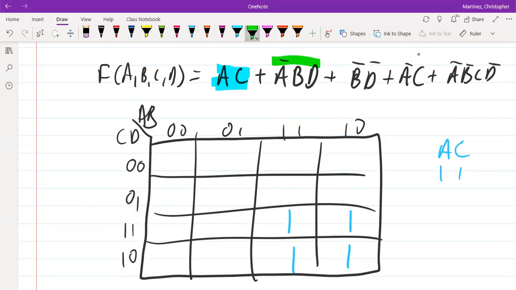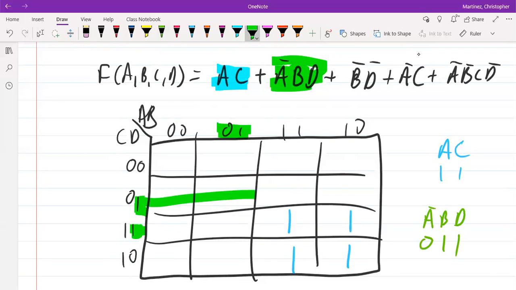All right, so let's do A bar, B, and D. Let's do that in green. A bar, B, D. So that's a 0 for A, a 1 for B, and a 1 for D. Okay, so we're looking at A bar and B of 0 and 1. And then we're looking at where D is a 1. Okay, so we're going to cross. And where they intersect, that's where we have 1s. Okay, so that's how we fill in that term.